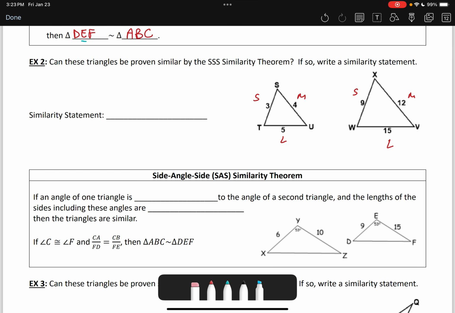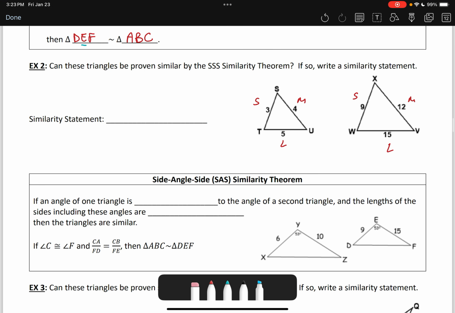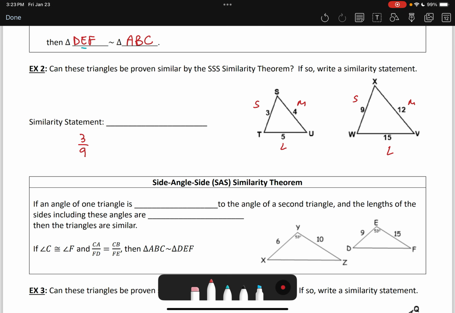So if we were to do small over small, we would be looking at 3 over 9. So 3 over 9 is equal to, then medium over medium is 4 over 12. Large over large would be 5 over 15. Now if we simplify those, 3 over 9 is 1/3. 4 over 12 is 1/3. 5 over 15 is 1/3. So what that represents for us here is three sides that have the same ratio, meaning that three sides are proportional. That means I check off three S's. We are good there. These triangles are, in fact, similar. So yes, they are similar by the similarity theorem SSS.